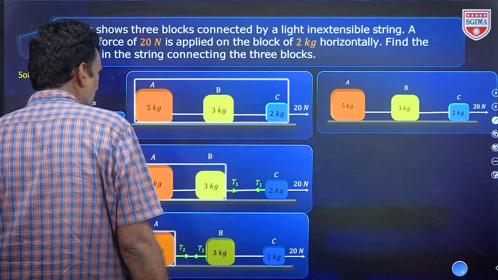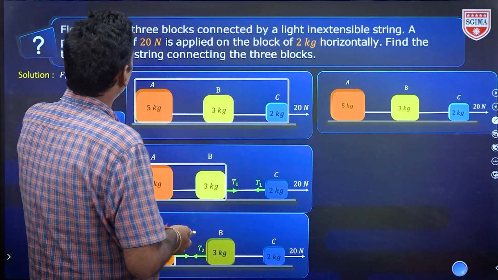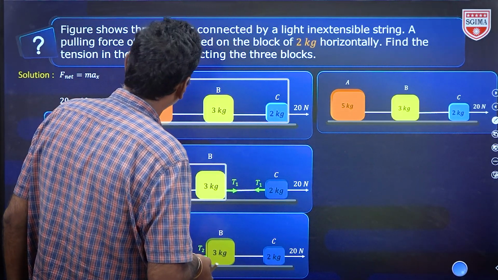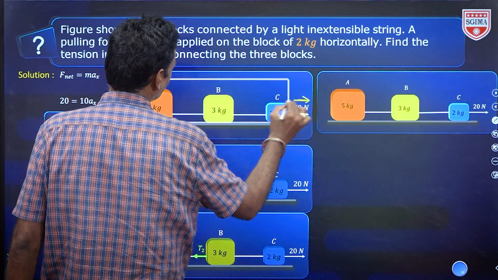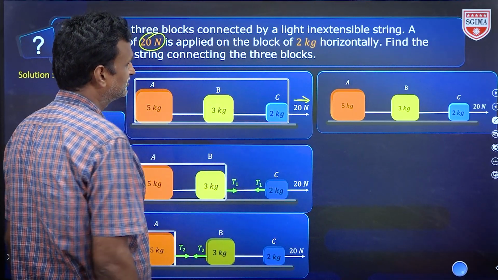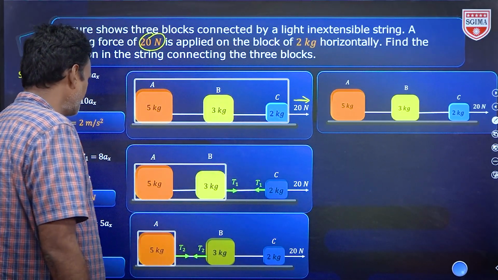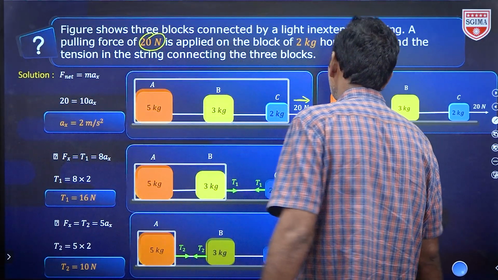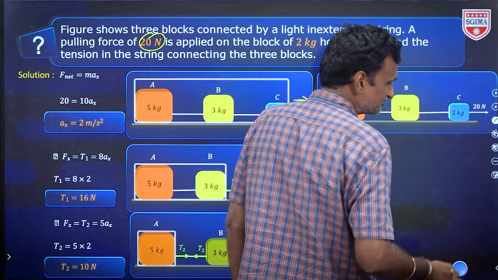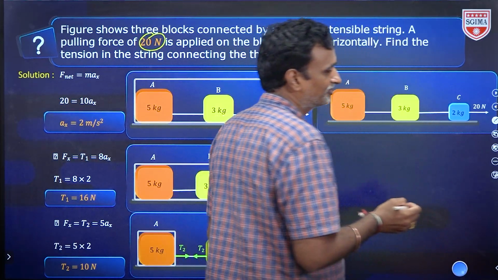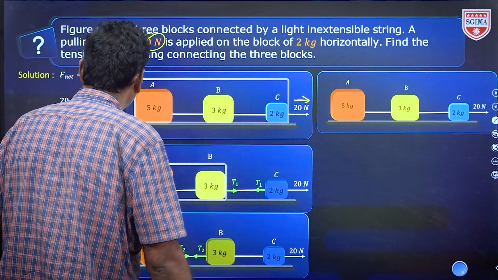Here is the numerical part of the same question, just numerical, same model. Figure shows 3 blocks connected by a light inextensible string, a pulling force of 20 newtons. Here it is 20 newtons acting right side, applied on the 2 kg block. Find the tension in the string connecting the 3 blocks, means here they are asking the tension in different cases. So let us consider this is the diagram. So 20 newtons applying right side, A, B, C block masses are given already. So first we need to take what? Total force equal to total mass into acceleration. For that purpose they have given it here.